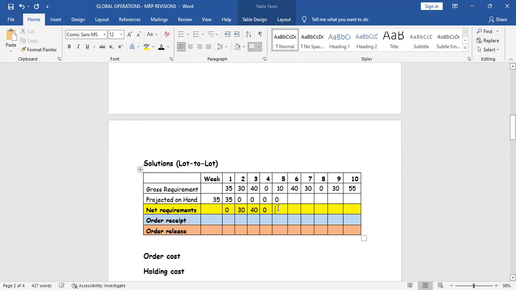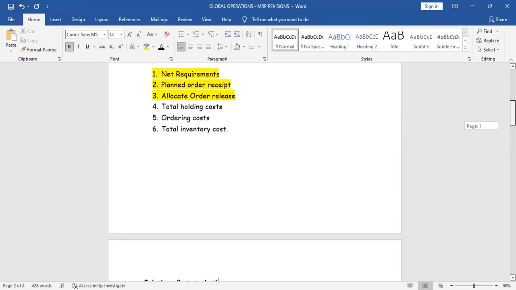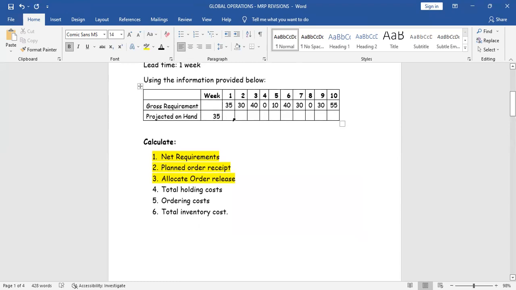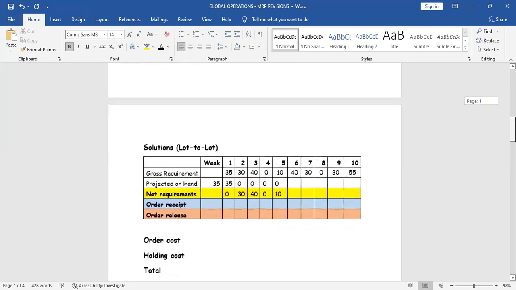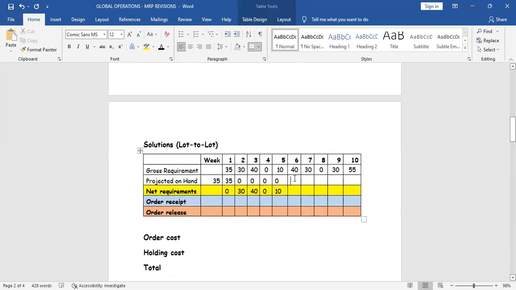And the net requirement here will be 10 because we need 10. The gross requirement says that we need 10 and we've got nothing here. There was nothing given based on the question. If you can see, the question only gave 135 there, which was thrown to week 1. So meaning here we did not project anything. All right. So week 6, they require 40.